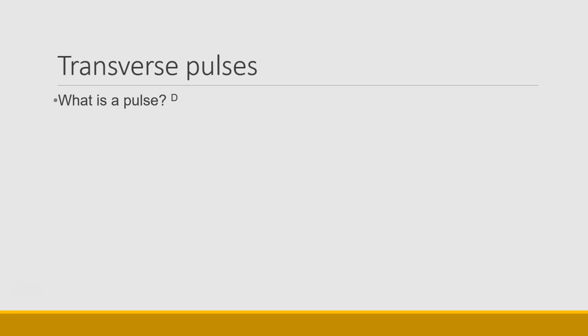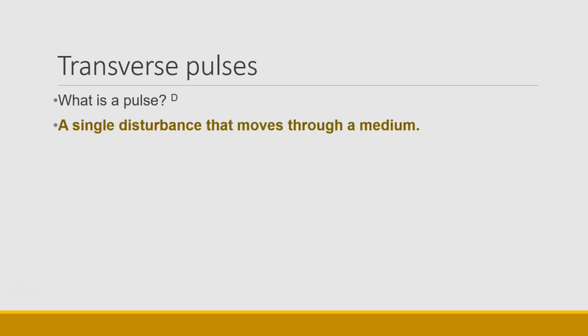So let's start off by defining a pulse. What is a pulse? Now, where you see a D, that means that it is a definition that, as per the CAPS syllabus, you need to learn word for word. So a pulse is a single disturbance that moves through a medium, regardless of the shape of that pulse, whether it's transverse or longitudinal, which we'll learn about later. That is the definition of a pulse. It's a single disturbance that moves through a medium.